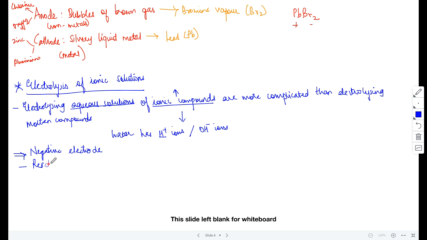Have you heard about the reactivity series? What is the reactivity series? It's a series of which metal is more reactive than the other one. It shows us the most reactive to the least reactive one, reactive in all forms. So a metal will be produced if it is less reactive than hydrogen.